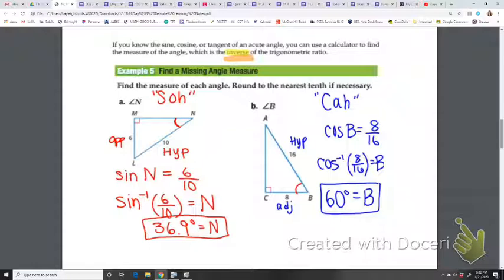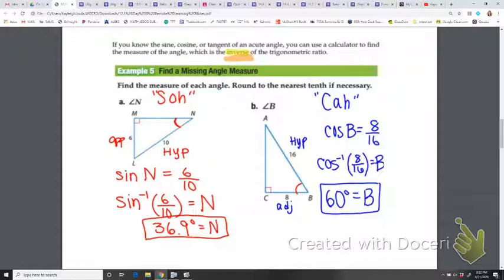So find the measure of each angle, round to the nearest tenth. So they want angle N. So I marked N with a little angle mark and labeled the sides that they have, 6 and 10, as the opposite and the hypotenuse, which I should know by now uses sine. So sine of capital N equals the ratio of opposite over hypotenuse, which is 6 over 10. Now you can reduce that to 3/5 or leave it as 6/10.